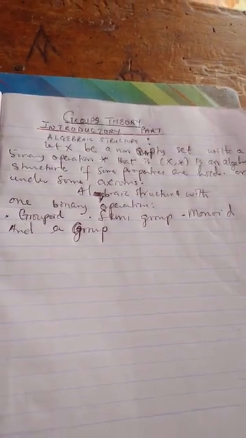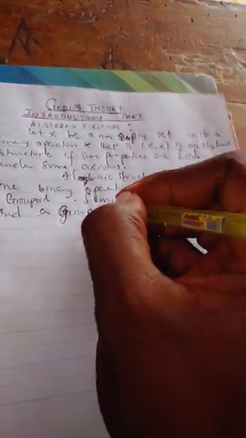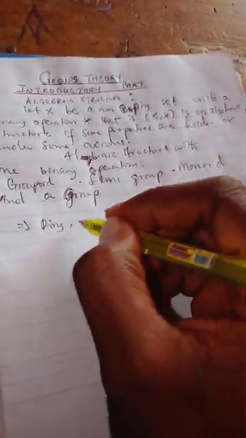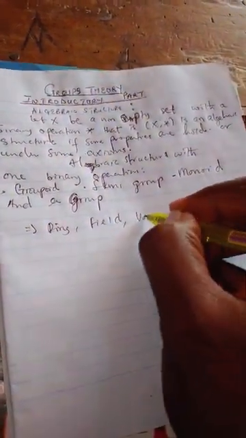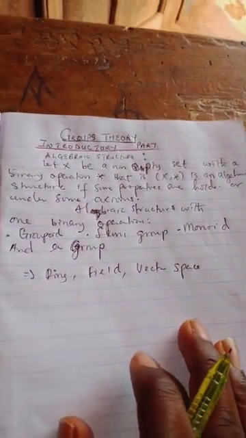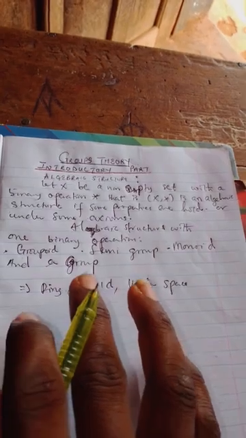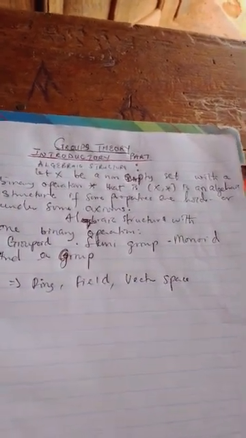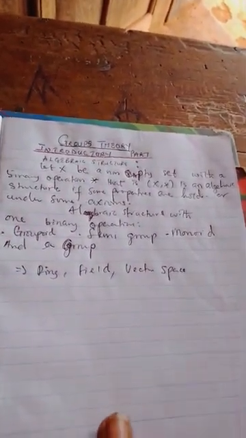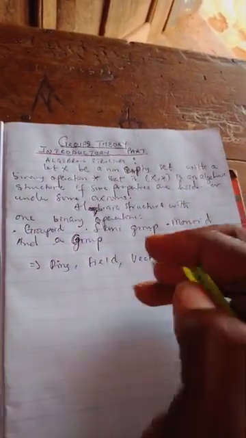And then we have algebraic structure with more than one binary operation. Under that, we have ring, field, vector space, and so on and so forth. But our scope is not beyond the group. Are you getting me now? Because we are dealing with group theory, the abstract algebra one. So I'll be explaining the algebraic structure with one binary operation.